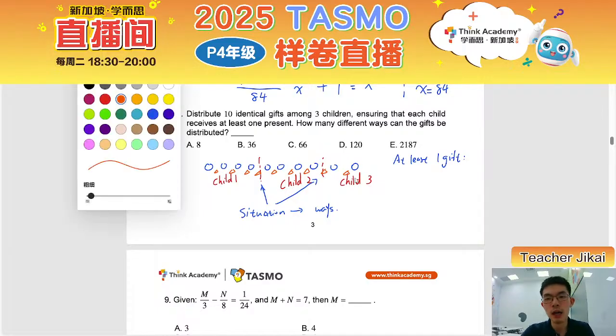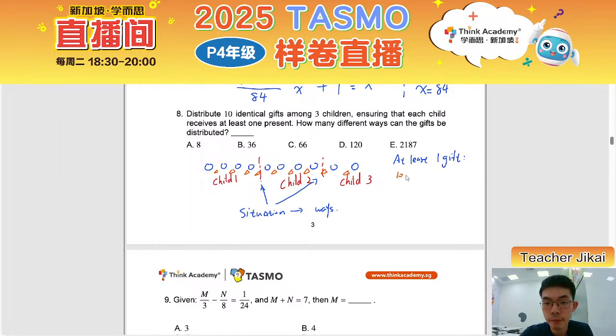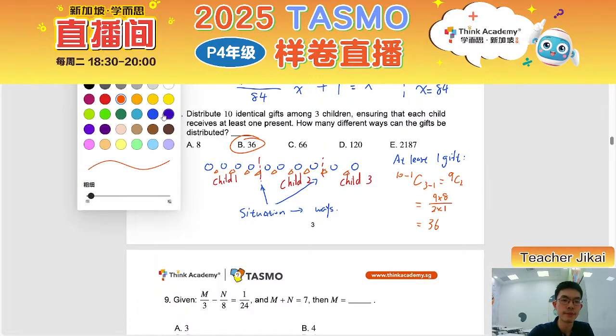So altogether we have how many vacancies between the gifts? We have 10 gifts minus 1, 9 vacancies here, right? And we need to choose how many plates here. So in order to make them into 3 parts, we need 2 divisions here, right? 3 minus 1. So this is how many situations, and we know it is 9C2. Do you still remember the formula of 9C2? Yes, 9 times 8 divided by 2 times 1. So it is 36. So B here should be the correct answer. Alright, B here is the correct answer.